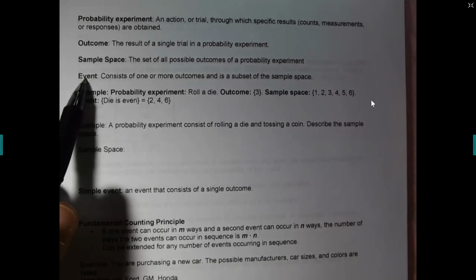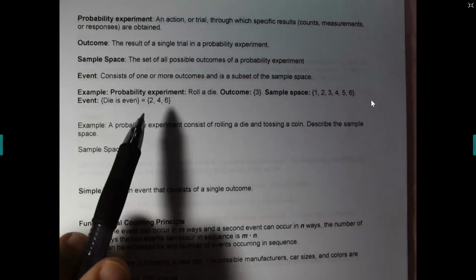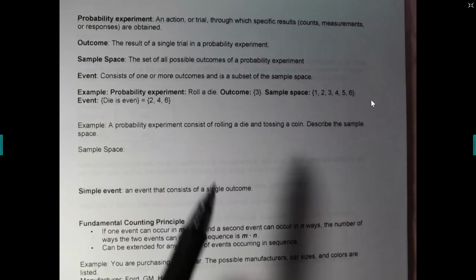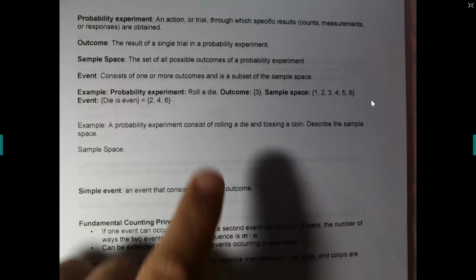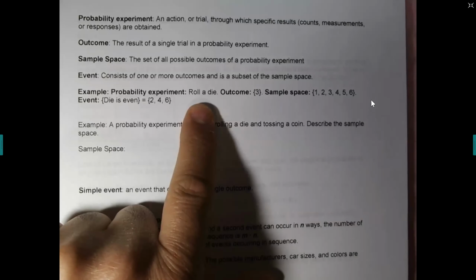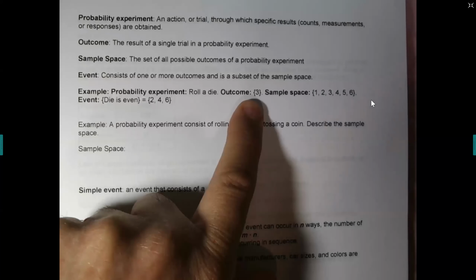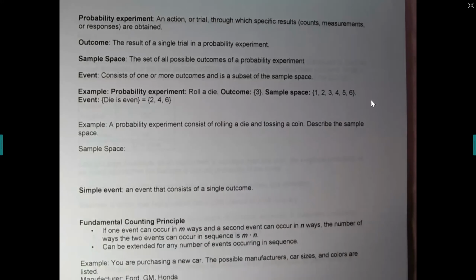What is an event? An event consists of 1 or more outcomes and is a subset of the sample space. Let's give you an example, which is rolling a die. You would win if you get a 3. Do you guys know what would be your chance of winning? 1 out of 6, because 3 is a winning number and there is only one 3 out of 6 faces.